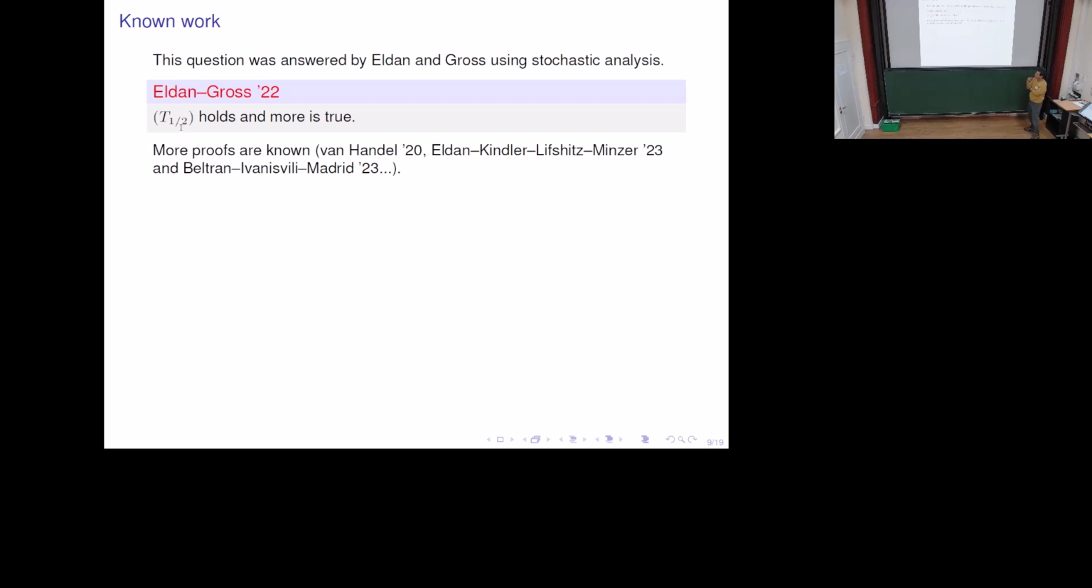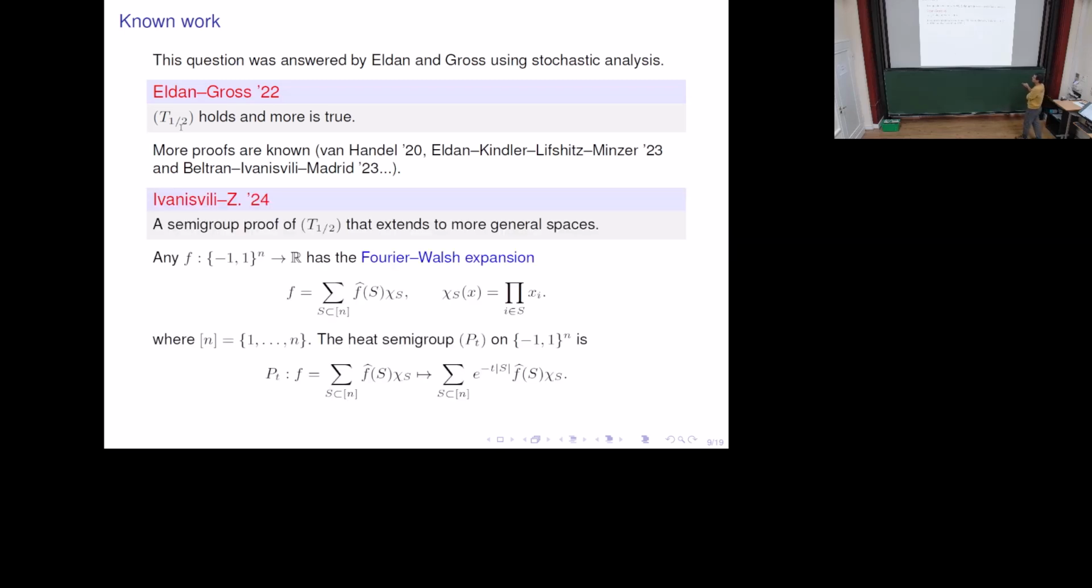And up to now there are several alternative proofs. I will just list what I know, including contributions from some people sitting here. And the main result of this talk is, roughly speaking, a semigroup proof of this inequality that extends to more general spaces. I will explain what these spaces are. But first of all, this is a proof that uses semigroup.